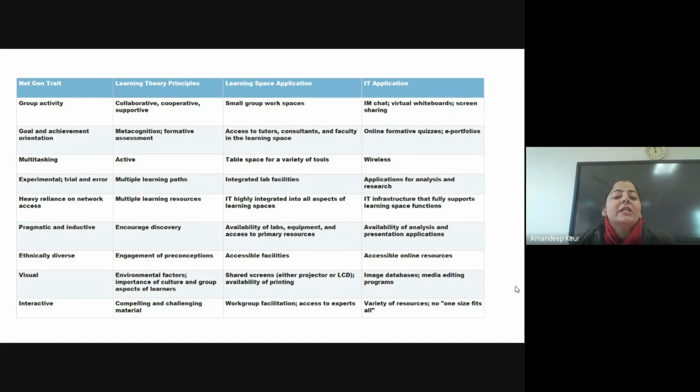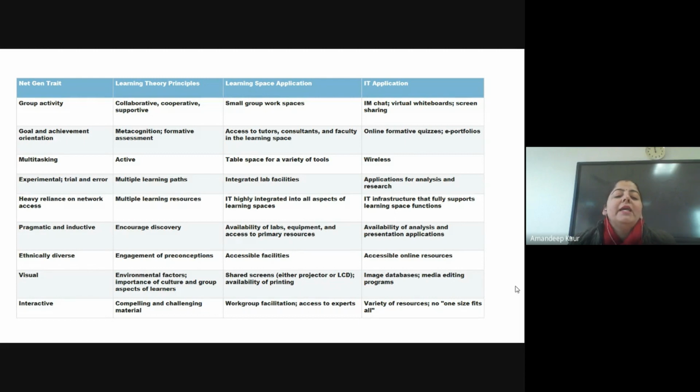They are sharing the screens, either projectors or LCD, that is available for the printing. So these kind of media editing or recording tools need to be available, maybe not in all the classes, but a few classes in the institute or in the department need to be developed in such a way where the student can have all kind of facilities available.